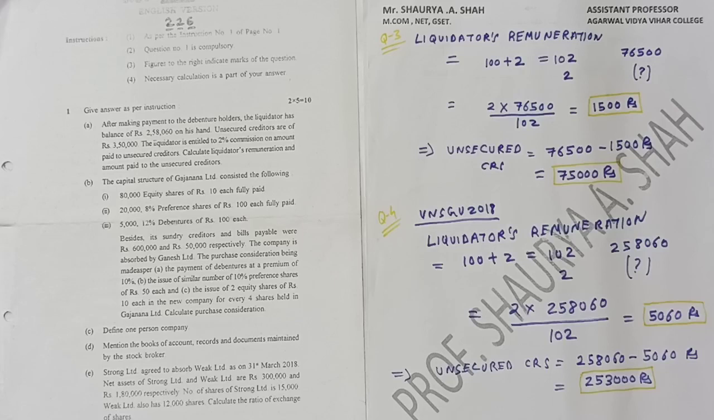I suppose every student is clear with that part. This compulsorily comes in your exam, only the figure changes, the pattern remains the same, right? So you should be very much clear with this amount. 102, if it is 2, what is the total amount? Fine. I suppose it is clear.